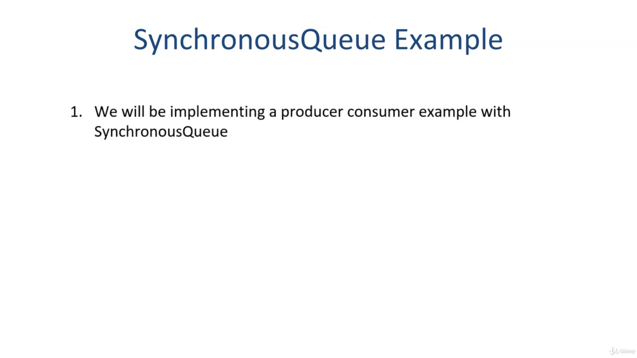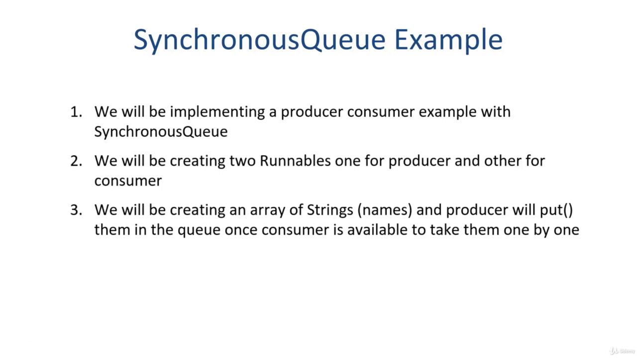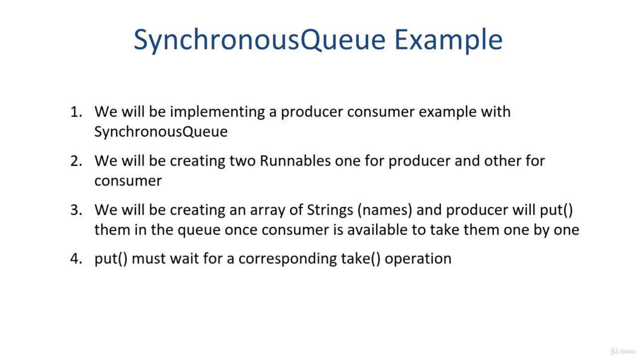Synchronous queue example. We'll be implementing a producer-consumer example with synchronous queue. We'll be creating two runnables, one for producer, another for consumer. We'll be creating an array of string names and the producer will put them in the queue once the consumer is available to take them one by one. Put must wait for the corresponding take operation. We'll be running this using executor service. Now let's implement this example in IntelliJ.